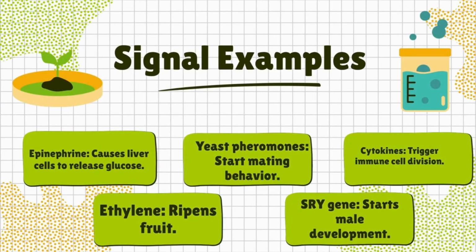Here are a few examples. Cytokines trigger immune cell division. Yeast pheromones start mating behavior. Epinephrine, also called adrenaline, makes liver cells release glucose. Ethylene ripens fruit, and the SRY gene starts male development in embryos.